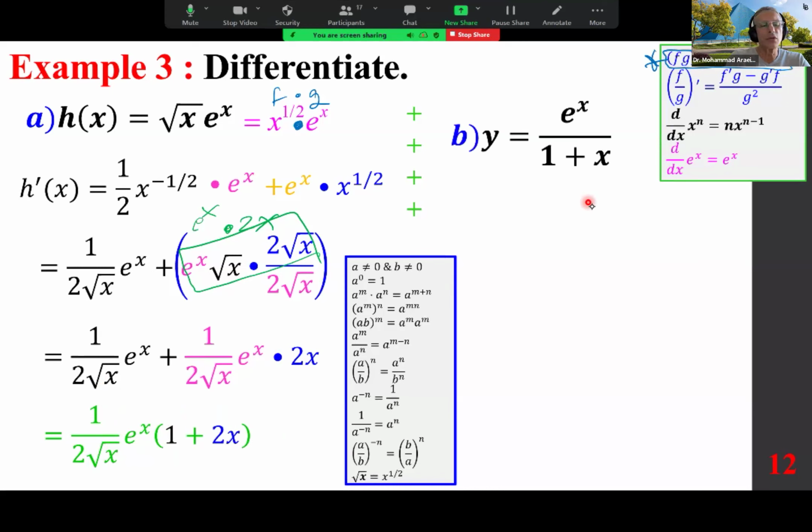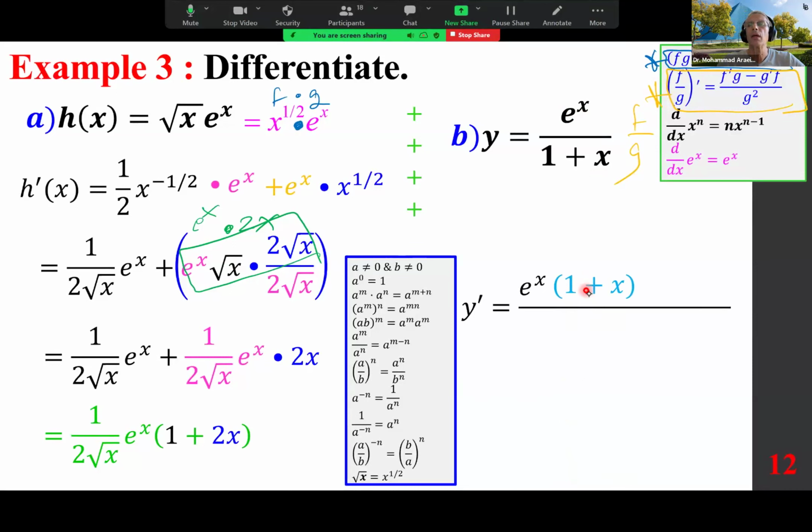y equals e to the power of x over 1 plus x. We are going to write it as f over g, and we are going to use the quotient rule on that. So we need f prime, which is e to the power of x itself, times g, or the bottom, 1 plus x, minus g prime. The derivative of 1 plus x is 1. So minus 1 times the top, which is e to the power of x. Now, the bottom, 1 plus x, you put it in a parenthesis and square it.